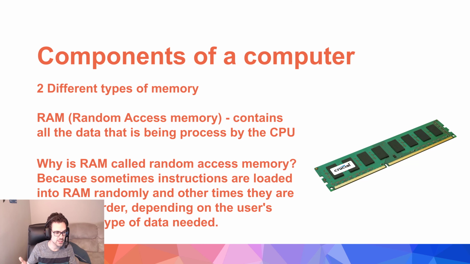Why is RAM called random access memory, you may ask? Because sometimes instructions are loaded into RAM randomly, and other times they are loaded in order depending on the user's request for the type of data needed. So as an example, the computer might be booting up something, and it's not fully booted up yet, it's not fully ready to go, but you start double clicking as soon as your computer screen comes up, you start double clicking on the browser, for instance.